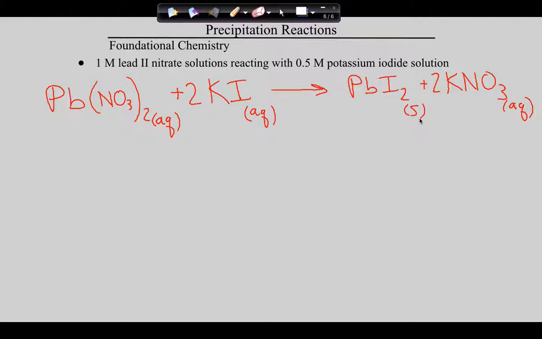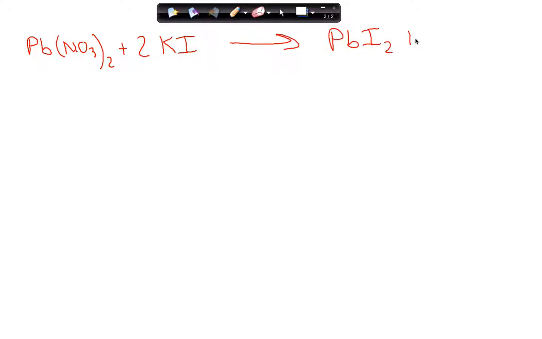Okay. Now, guys, here's what I'm going to do. And I wish there was a way I could do this digitally, but I can't. So humor me. We need more space. I'm just going to have to rewrite it. Pb(NO3)2 plus 2 KI in equilibrium with PbI2 plus 2 KNO3. And I've got aqueous, aqueous, solid, and aqueous. Are we okay?